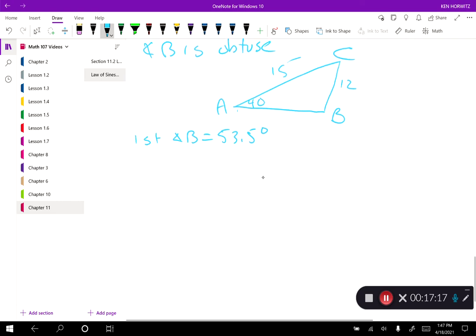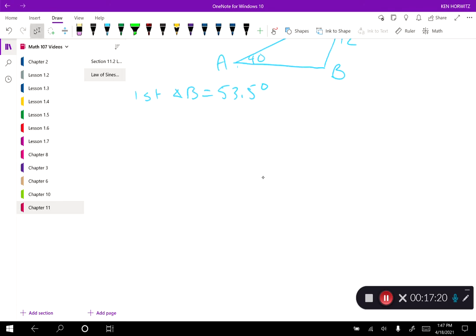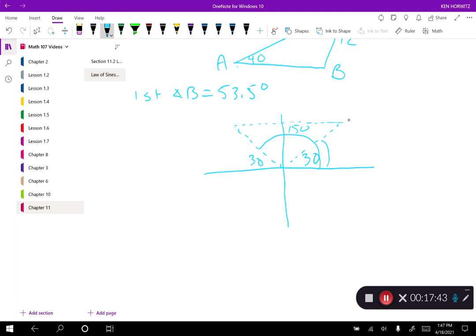Now I'm going to show you very quickly why that is true. All right, so I'm going to quickly draw out, okay, so here is my 30-degree angle and there is my 150, right? But notice the y values are exactly the same at 30 and 150. And 30 plus 150 gives you 180. They are supplementary to each other.